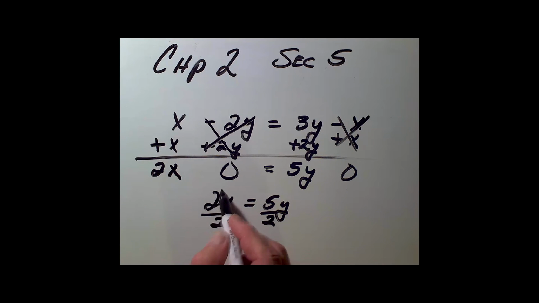And in this case, my 2's would cross out. It would actually be 2 over 2 is 1. But we don't have to show that in front of an x, do we? We can just label it as x, and we're left with 5/2 y. Well, then x equals 5/2 y. And now I've solved for x. Notice all I'm left with here is my x value. And that's what I'm looking for. That's how we solve for x.